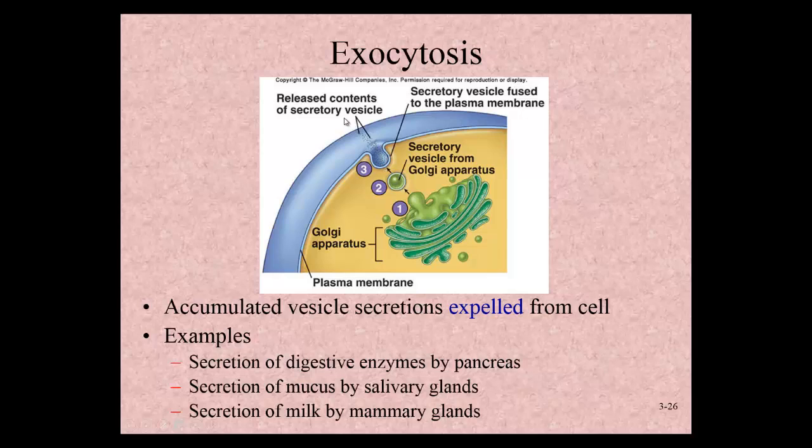So we see this process occurring in cells of the pancreas, producing digestive enzymes and these vesicles, and secretion of mucus by the salivary glands and milk by the mammary glands is all exocytosis from those cells, producing the substance and releasing it from the plasma membrane. And that concludes our discussion of cellular transport mechanisms.